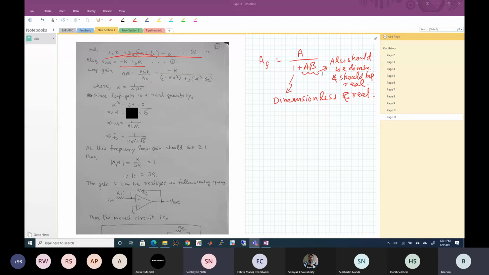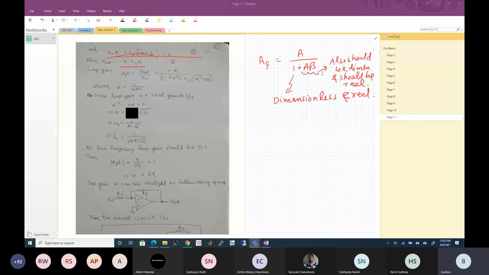Sir, if A beta is real, then it is actually giving a 360-degree or a 0-degree phase shift, which corresponds to a positive feedback. But for any other case, can it happen that it is giving a negative feedback? So maybe that's why.